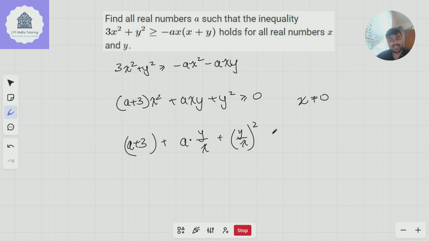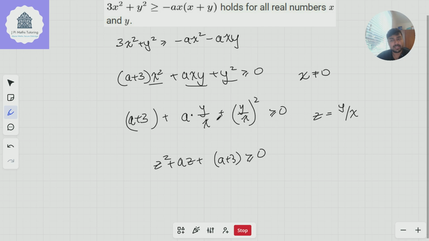And now this is a hidden quadratic. If I just let z, let's say, equal y over x, this thing here just becomes z squared plus az plus a plus 3. And we want that to be at least 0 for any possible choice of z. And that's the trick. So this becomes a hidden quadratic, and now we're essentially just solving a quadratic inequality. The giveaway here was that x squared, xy, and y squared, so we had to divide by x squared to turn this into this hidden quadratic.